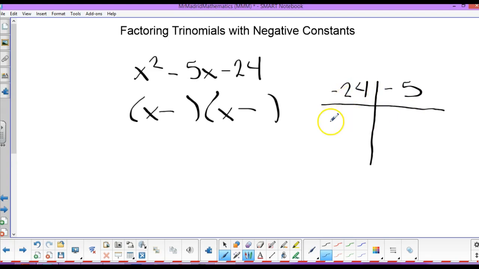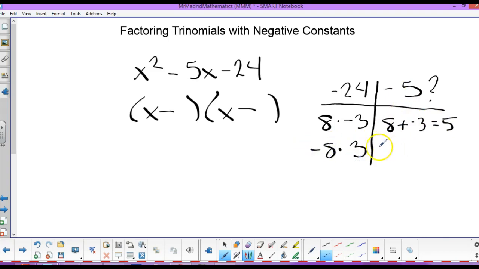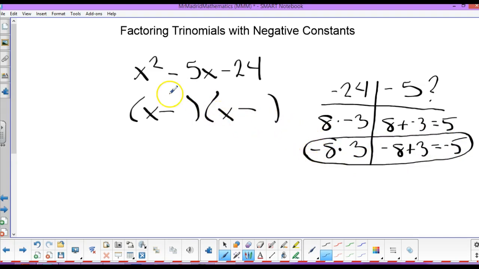Two numbers that multiply to give me this. Let me try 8 times negative 3. Now we can afford to just add them, so I can check here really quick. If I have 8 plus negative 3, I get a positive 5, close but not yet. I'm now going to switch it to negative 8 times 3, which gives me negative 24, and if I add them, I do get negative 5. So these become my winning combination. I'll put a negative 8 here and a 3 there.